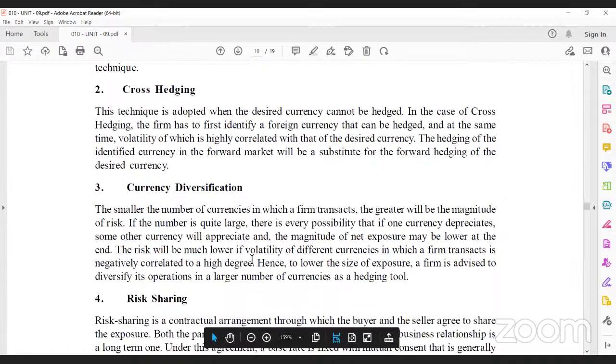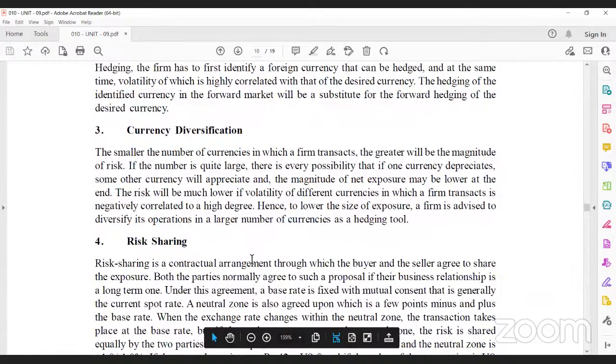Okay, then we have currency diversification. The smaller the number of currencies in which a firm transacts, the greater will be the magnitude of risk. So the risk will be much lower if the currencies in which a firm transacts are negatively correlated to a high degree. Therefore, to lower the size of exposure, a firm is advised to diversify its operations in a larger number of currencies as a hedging tool.